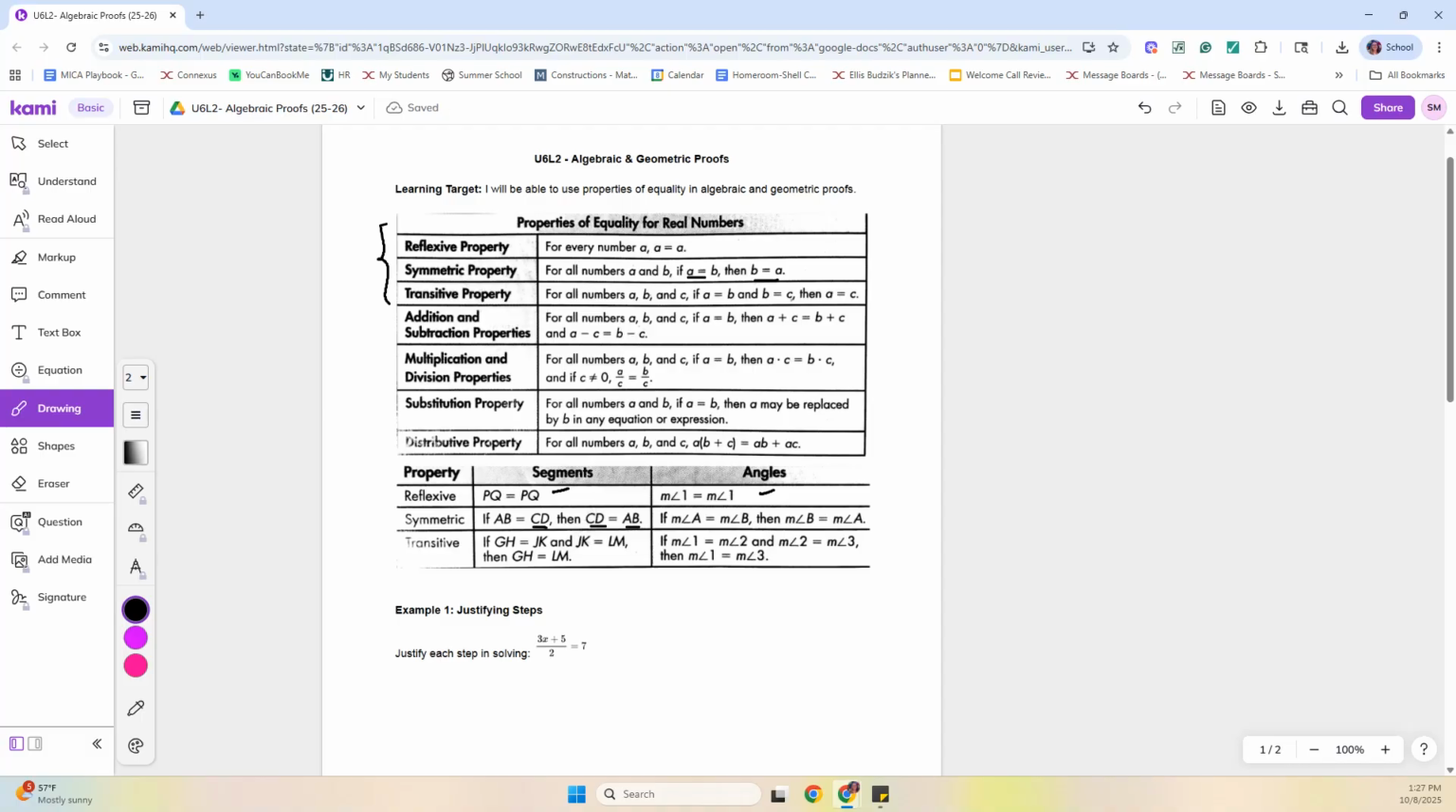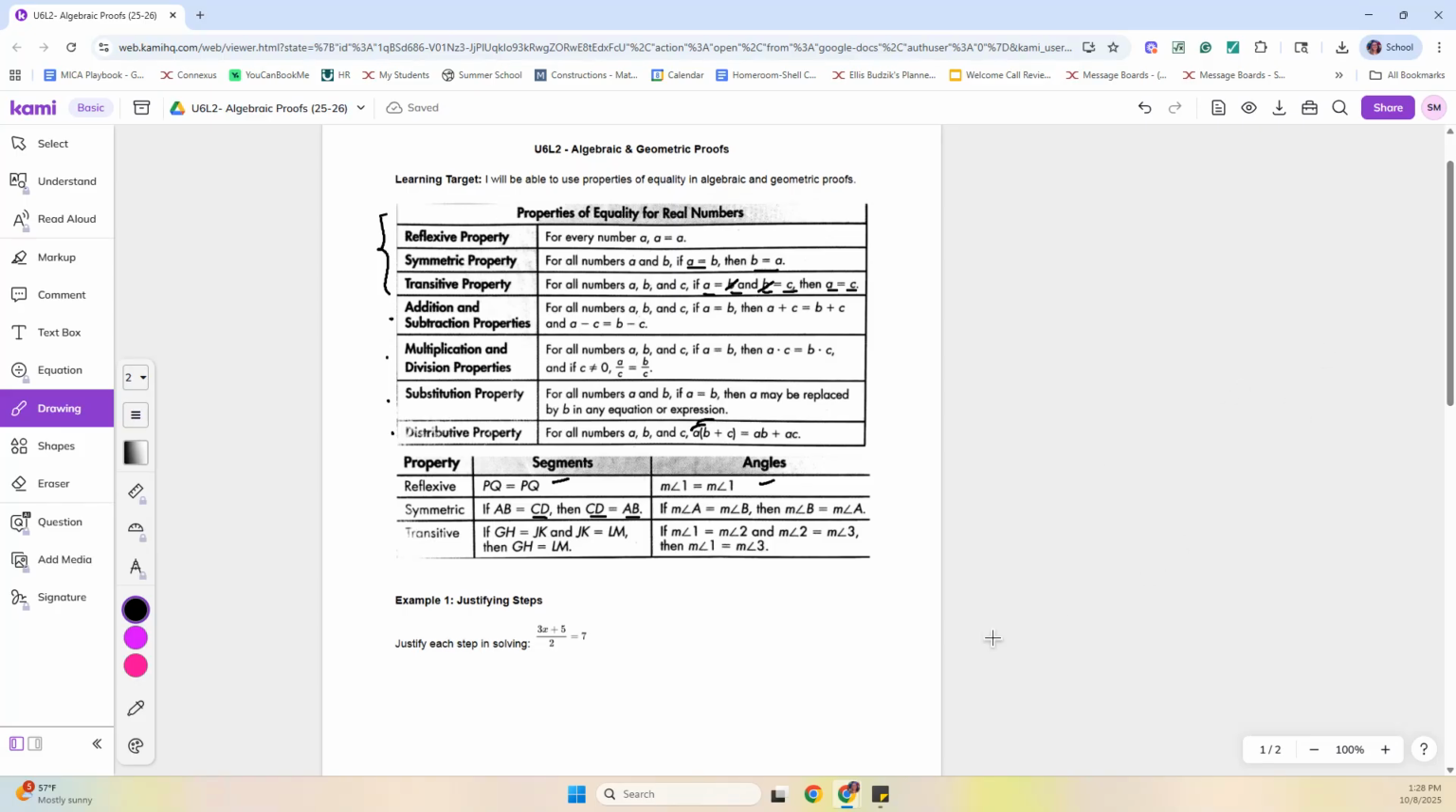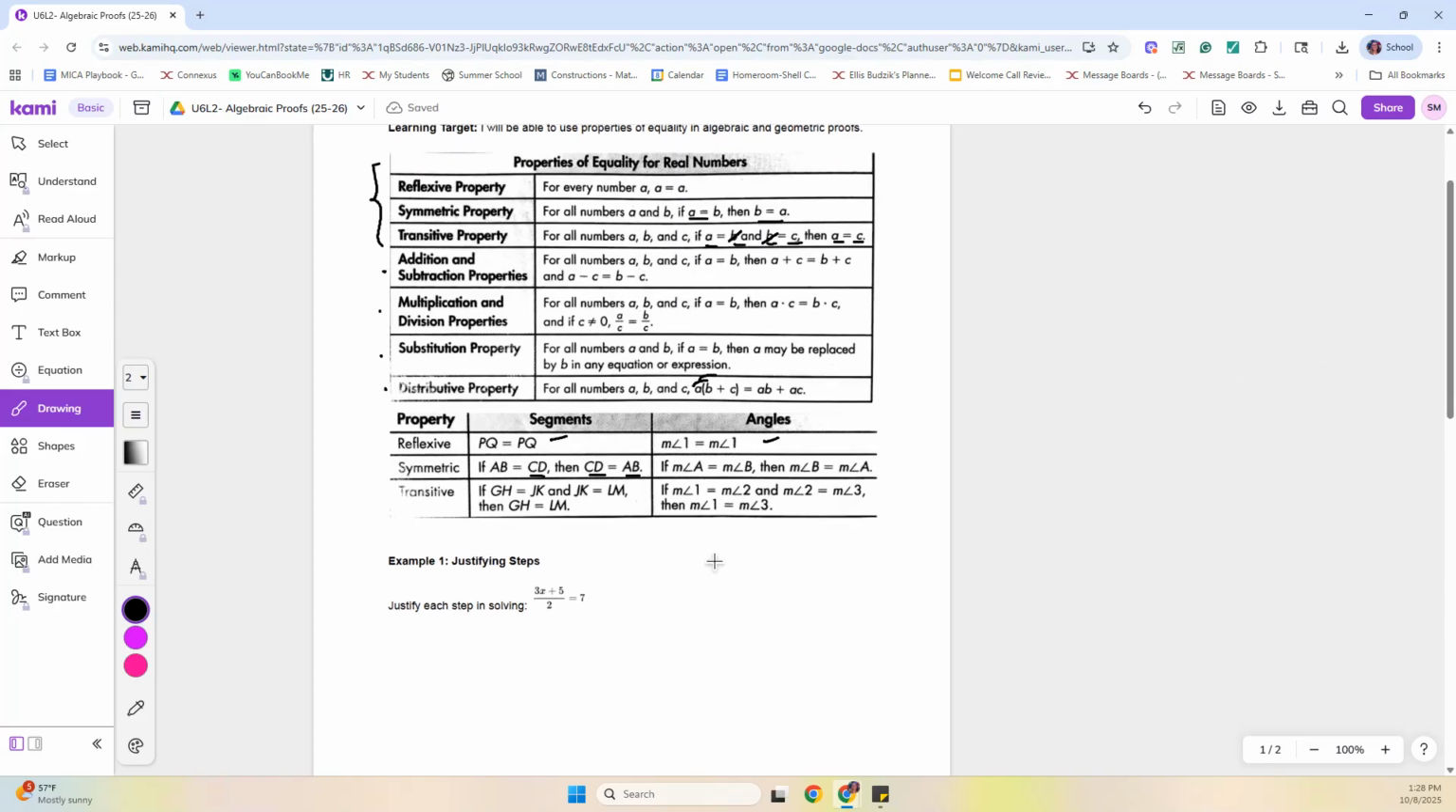Transitive, I like to think about it like a train. It goes from one to another. So if A equals B and B equals C, then we cut out the middleman and say A equals C. That's what's going on with transitive. And then we have some standard properties. If we add or subtract, we have those properties. Multiply and divide have their own properties. If we substitute something, that's called the substitution property. And if we distribute inside parentheses, that's just the distributive property. So we're going to be using these as our logic and reasoning here.